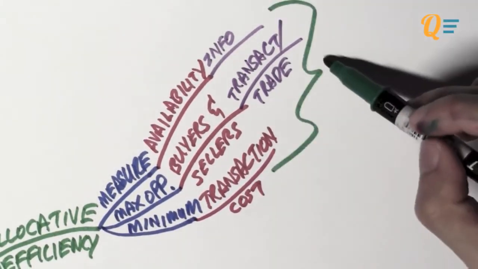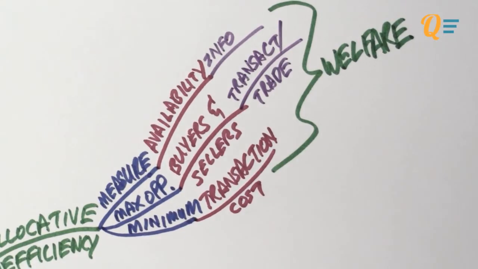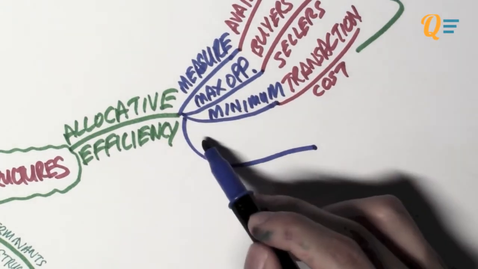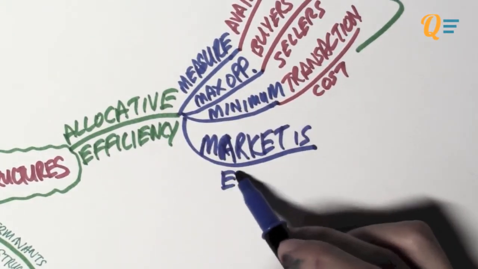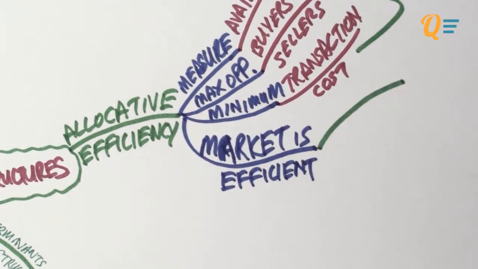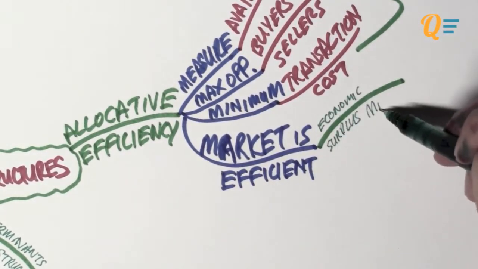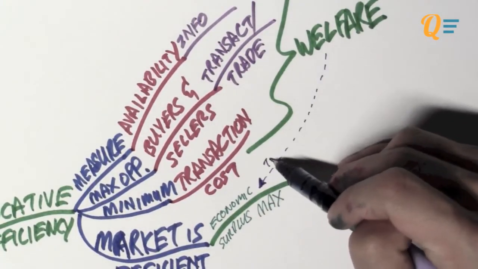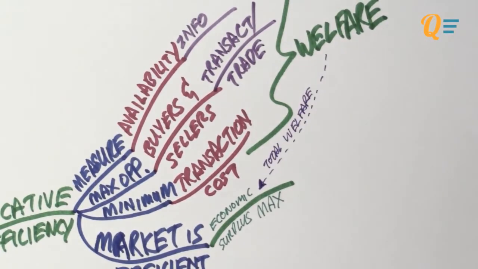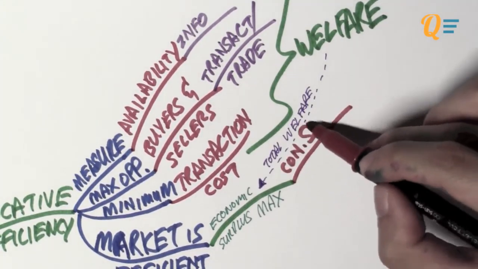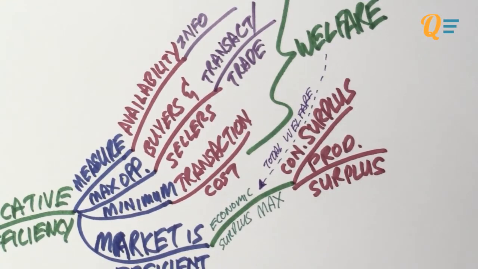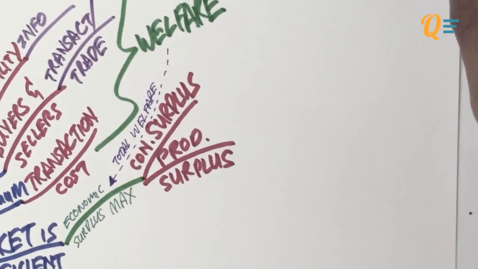To simplify everything into one word, I'm going to call allocative efficiency welfare. So you might be asking yourself, welfare for who? Is it welfare for the buyers or welfare for the sellers? Okay, let's take a look at that in a while. So we say that the market is efficient when the economic surplus has been maximized. And what you notice here is that welfare actually refers to economic surplus. So the total welfare is the same thing as economic surplus. So what does the economic surplus comprise of? It comprises of your consumer surplus plus your producer surplus. Okay, so it's a welfare for both the consumer as well as the seller.